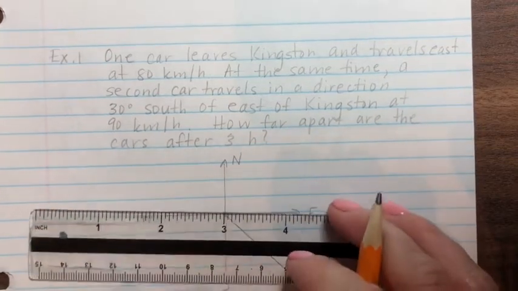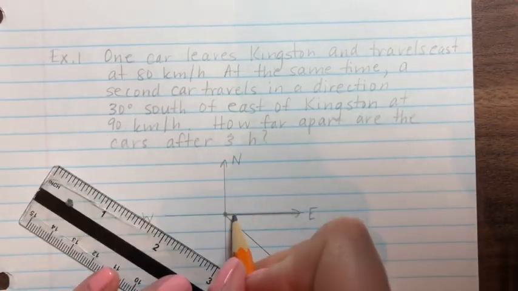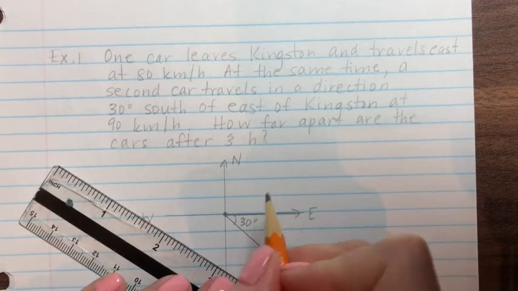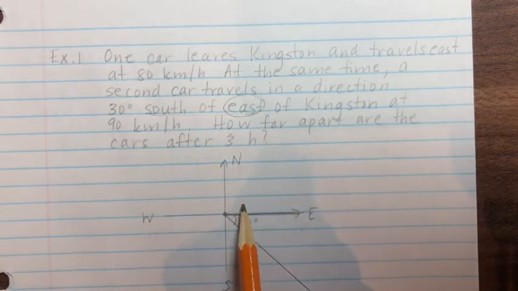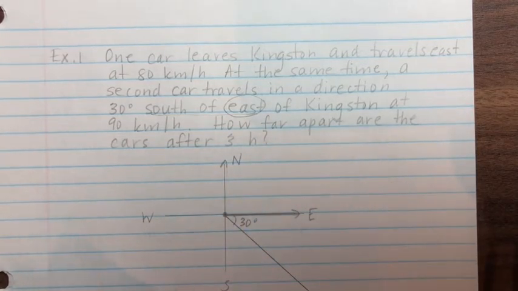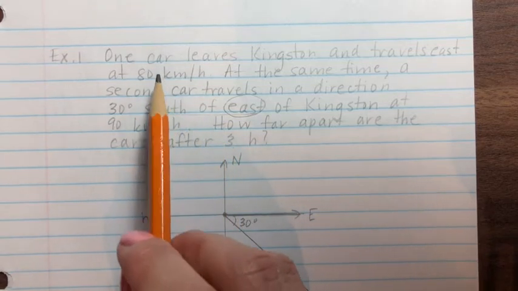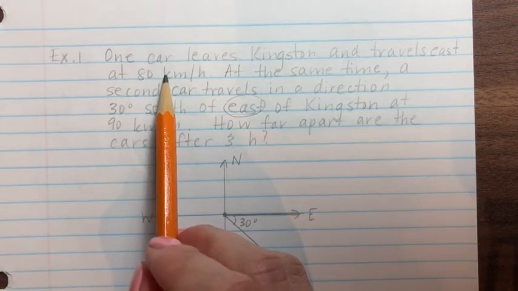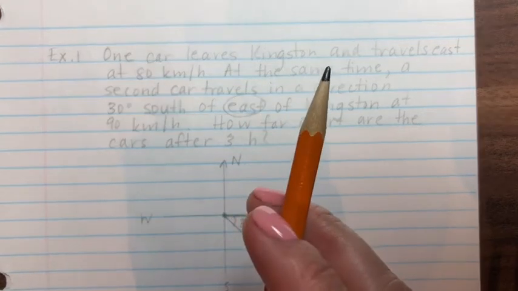So another car is traveling in this direction like so. Okay, so these are the two directions. Here's one. Here's the other, and this is 30 degrees. So south of east means you start going east and then rotate 30 degrees towards south. Okay, now how far did these cars travel in 3 hours? If one traveled 80 kilometers each hour for 3 hours, it would have traveled 240 kilometers in total.